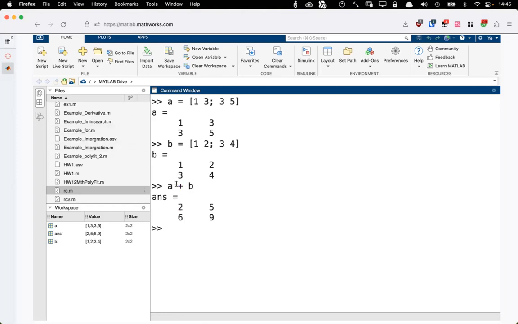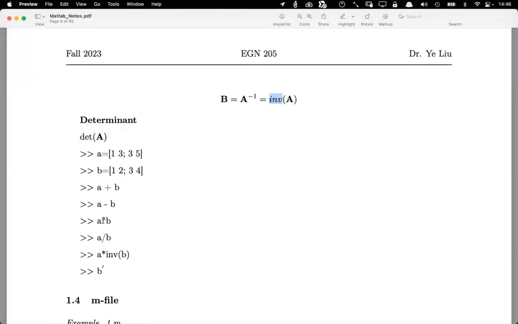At the beginning, we can do addition. A plus B. We said before, this is just the elements doing addition. So 1 plus 1, 2. 3 plus 2, 5. 3 plus 3, 6. 5 plus 4, 9. A minus B, subtraction, similarly: 1 minus 1, 0. 3 minus 2, 1. 3 minus 3, 0. 5 minus 4, 1.